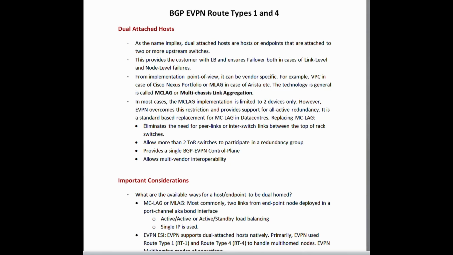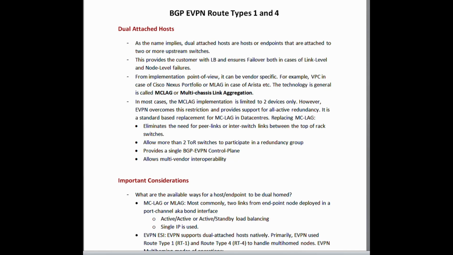It is very common to see an end host or a switch connected to two upstream switches. The number of upstream switches could be more than two, but again, it is a common practice for a top of rack switch or a server or a load balancer to be connected to, let's say, two upstream switches in a port channel configuration.